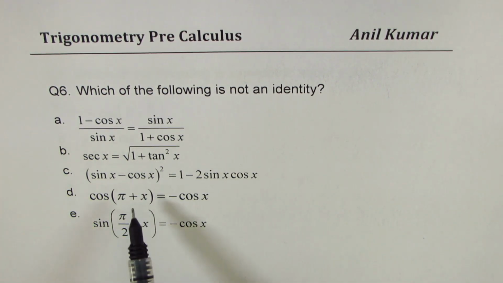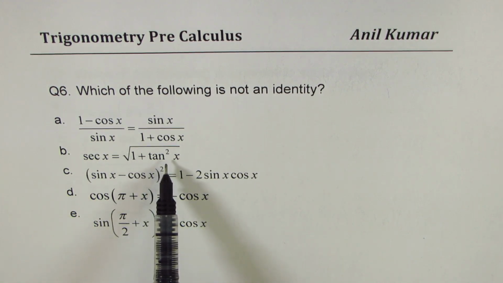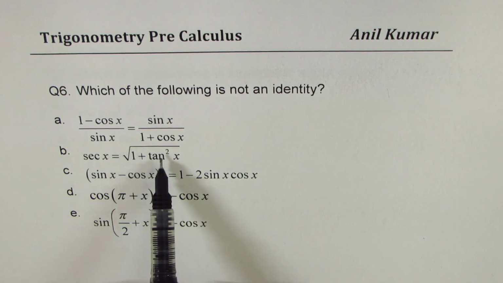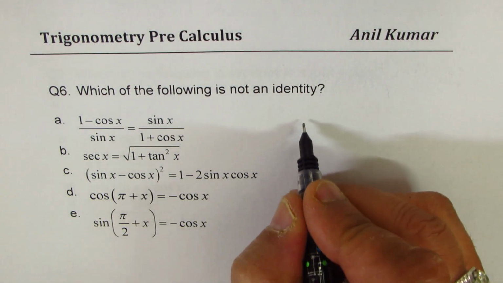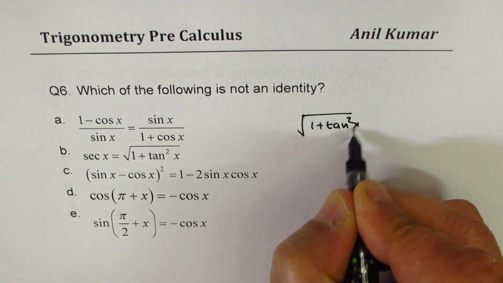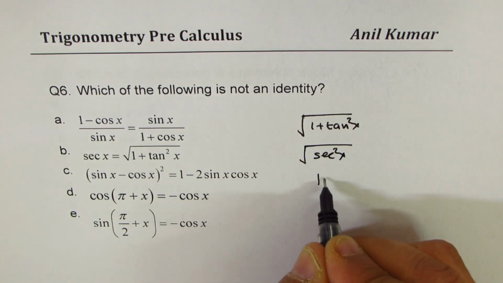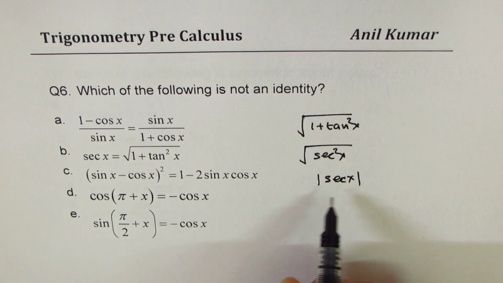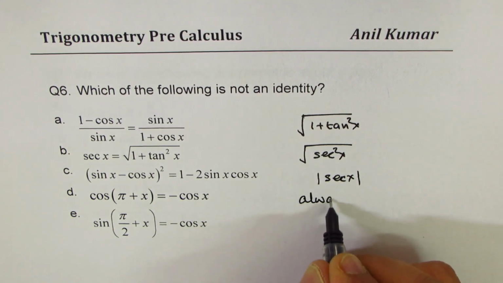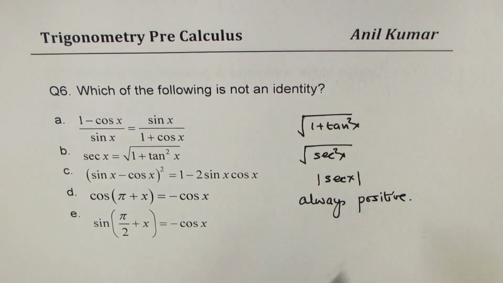Now here, what do you see amongst these identities? We have secant x equals square root of 1 plus tan square x. But the square root is always positive. Do you see that? Square root of 1 plus tan square x, which you can write as secant square x, but the value is the absolute value of secant x. That means always positive. Is that okay? But secant x could be negative, and therefore this is not an identity, clearly, right?